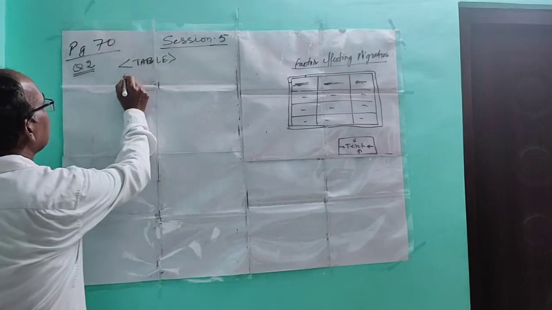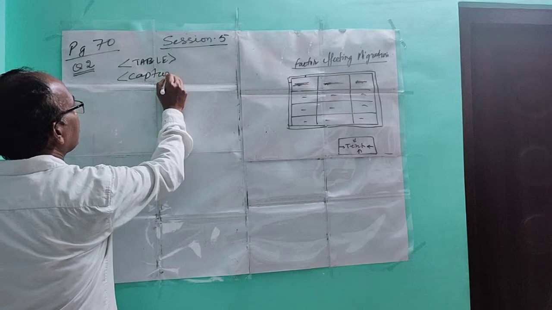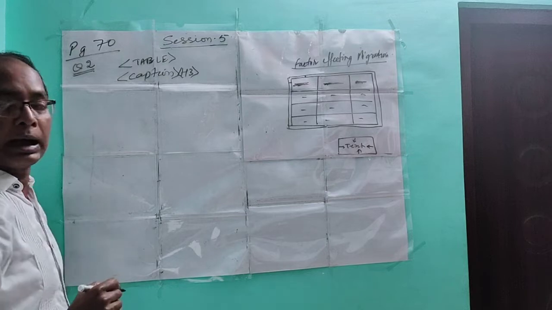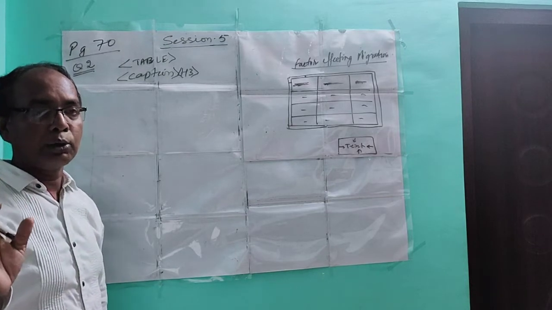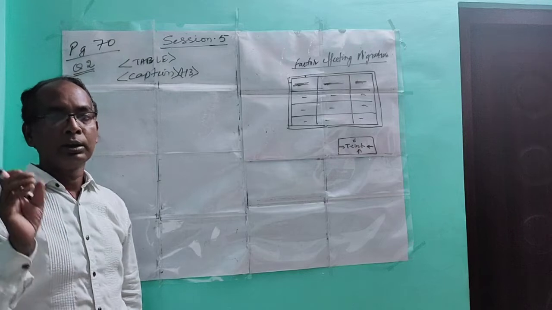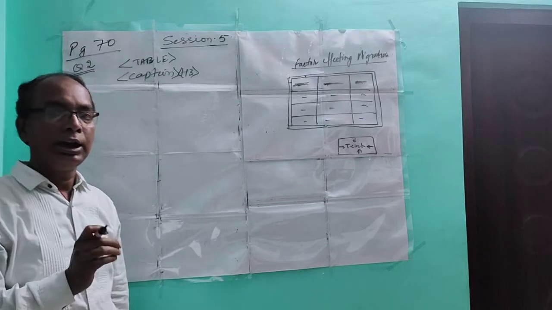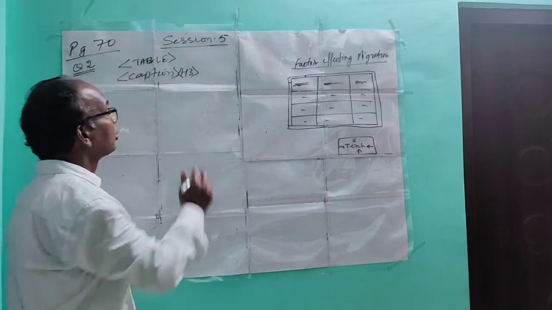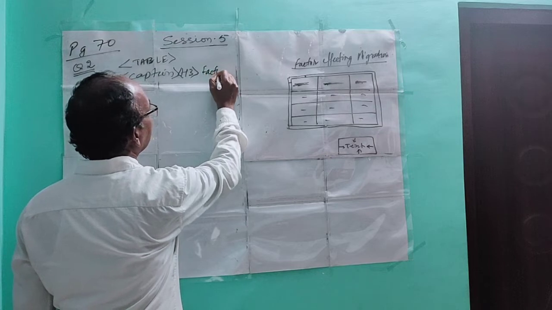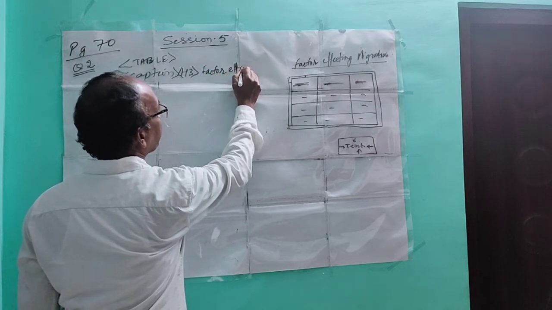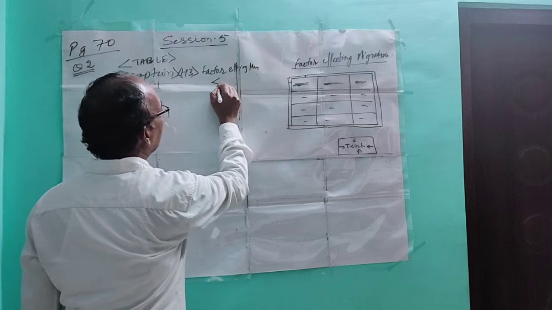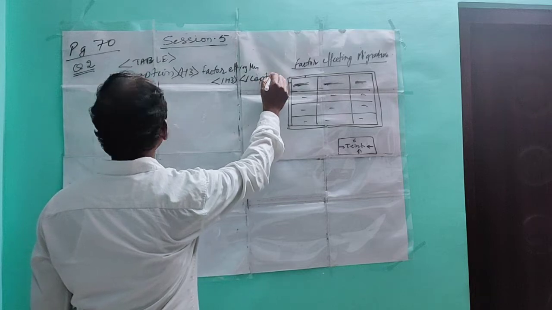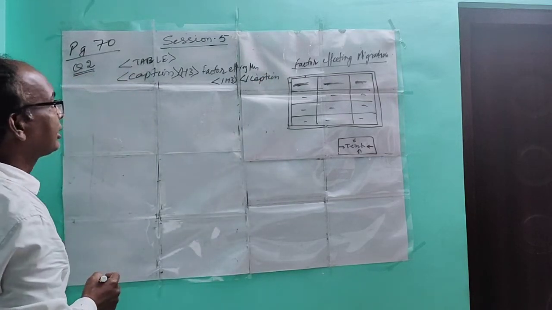So caption, then H3 means heading 3. I told you in the last class that there are 6 types of heading from H1 to H6. H1 is the largest heading and H6 is the smallest heading. So here write factor affecting migration, then close H3, then close caption. Okay.